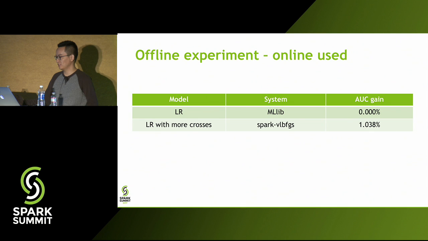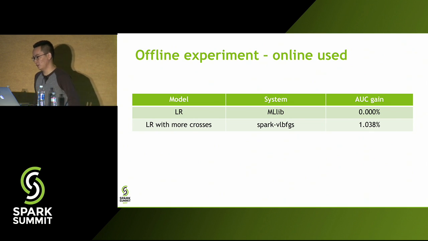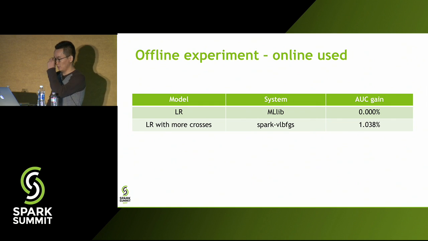So the offline experiment comes from one of the users of the Spark L-BFGS package, which is an industry website with more than 100 million users. The total training data has about 2 billion instances and another 500 million for testing. There are about 600 million features, not exactly 1 billion, since in this case it has only reached close to 1 billion. And the number of non-zero features per instance is about 80 on average.